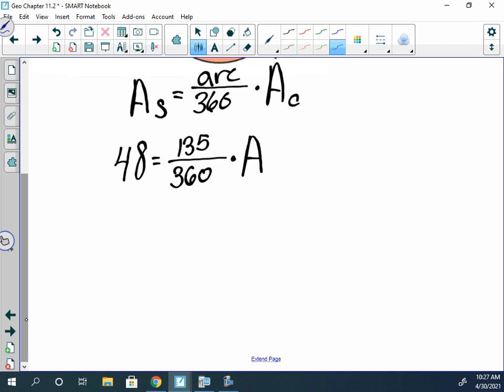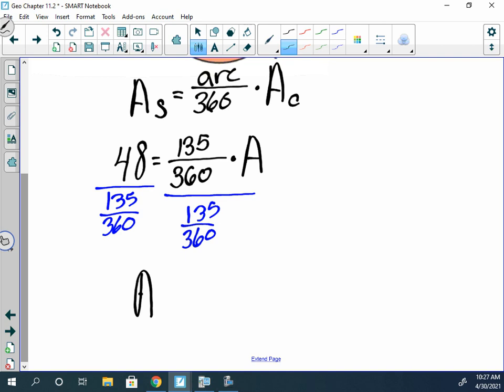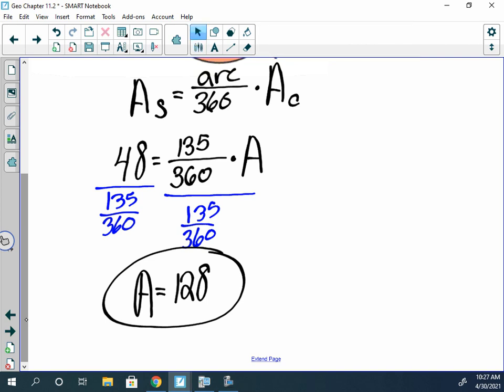Now what would we do next? Yes, we would divide both sides by 135 over 360. If we type that in, we get that the area of the entire circle is 128. Now doing this here, if we're given the area of the sector, we want to find the area of the entire circle.